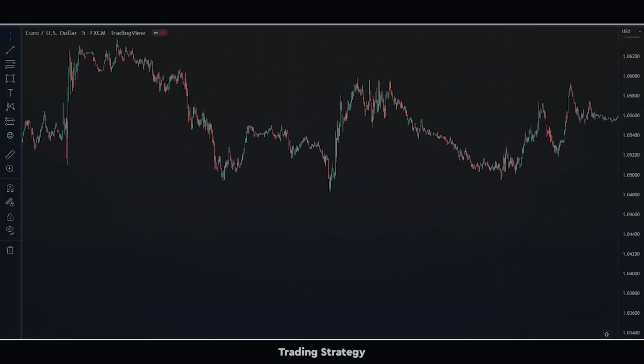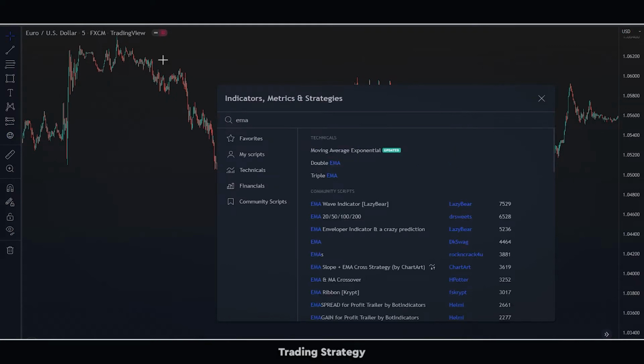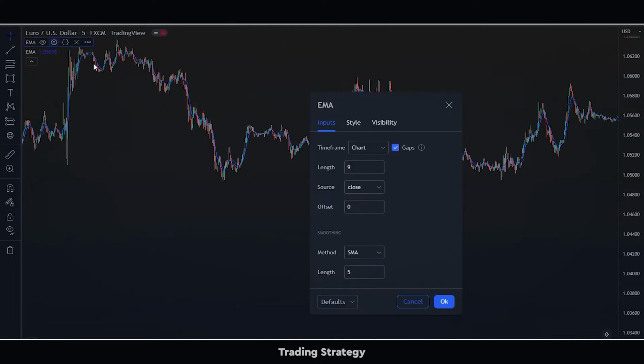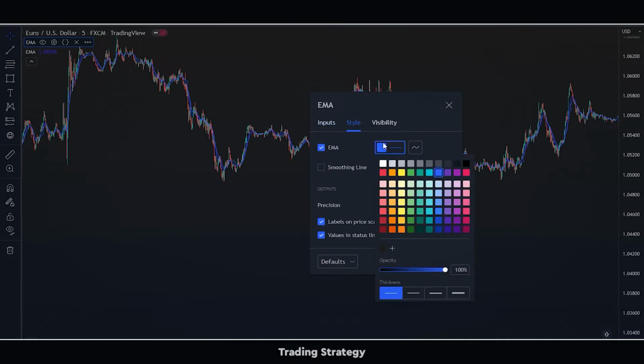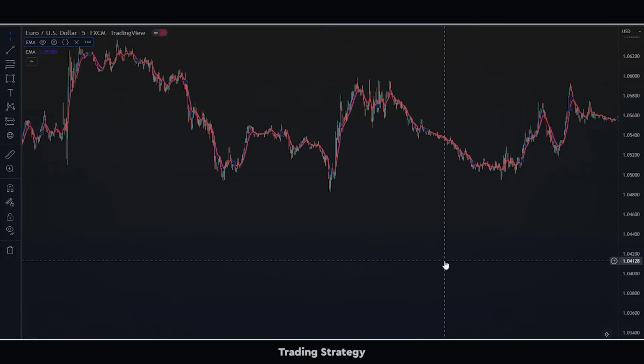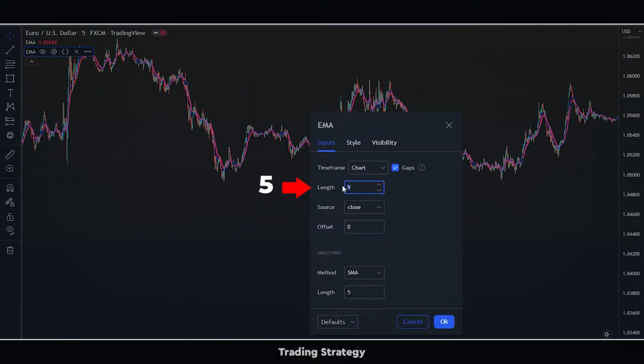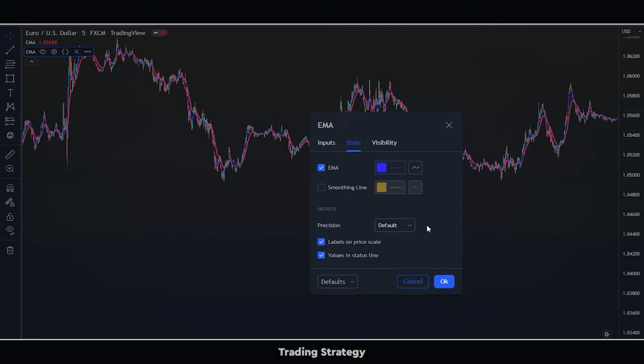Remember that the greater the temporality, the greater the opportunity to obtain successes. The first thing we must do is select two exponential moving averages. The first one we will put in 12 periods. We will change the color to red, and we will slightly increase the thickness. The second moving average, we will put 5 periods, and we will change the color to blue.